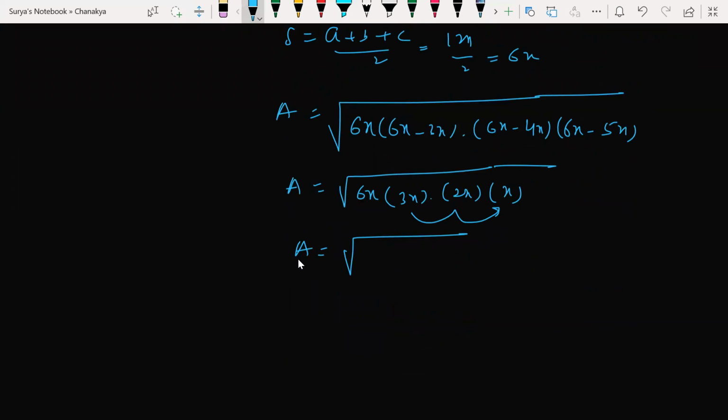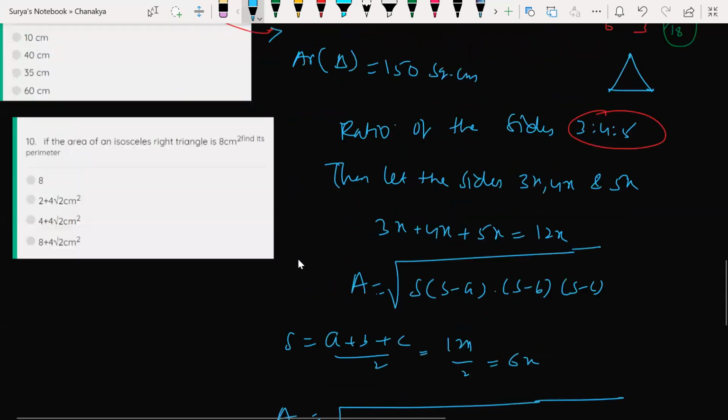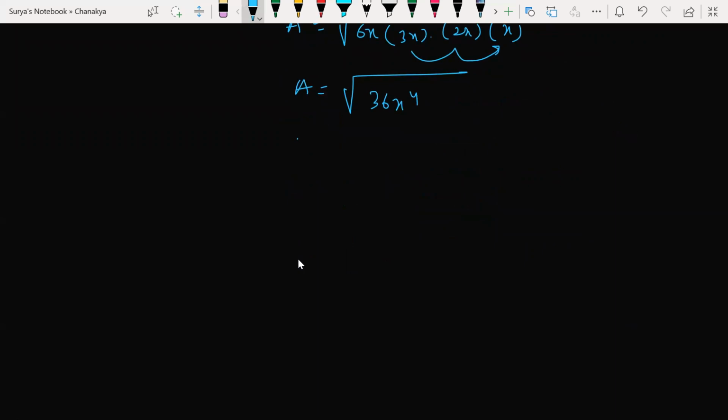How much do you get, beta? 6x square, 6x fourth, actually. Yes, sir, 36x to the power of 4. How much is the area given? Area is equal to 150, right? Sir, I got the answer as 150.